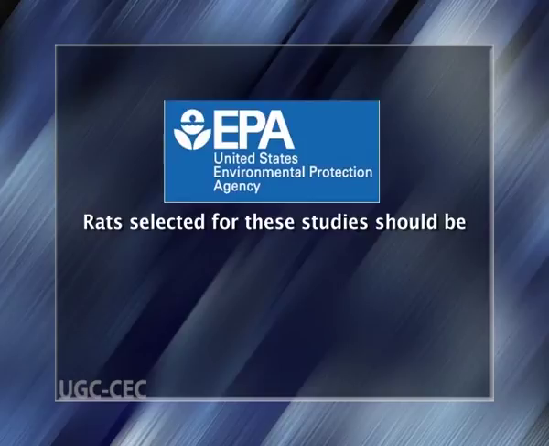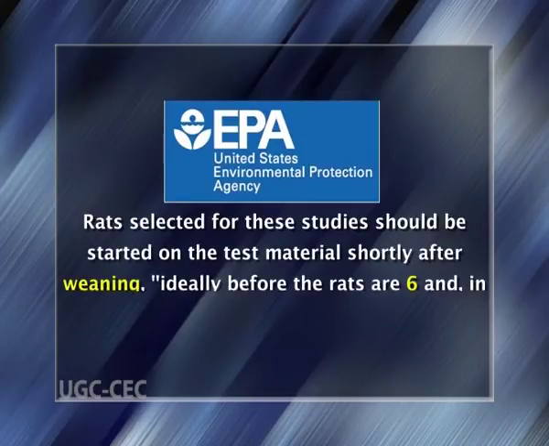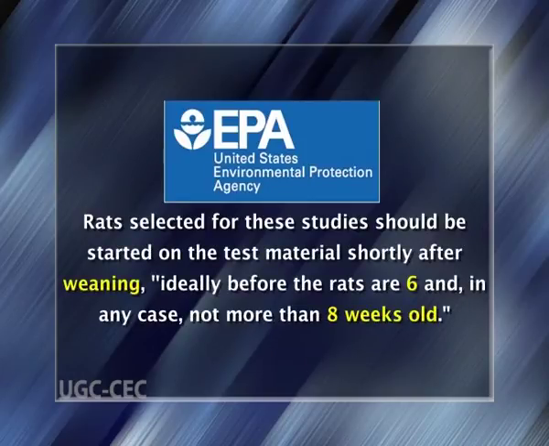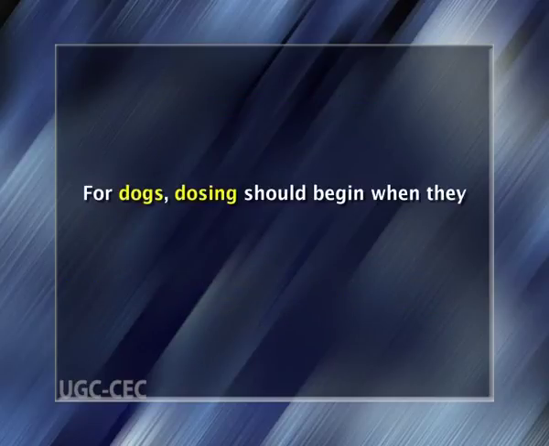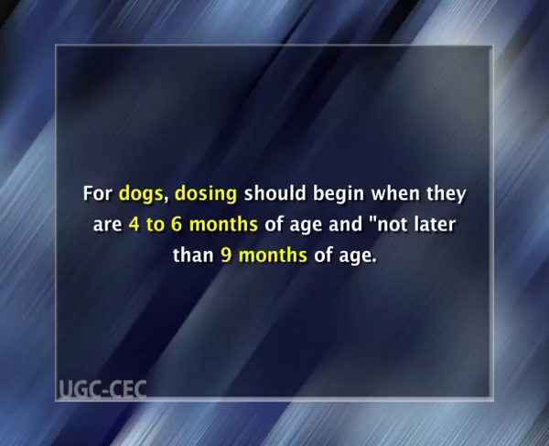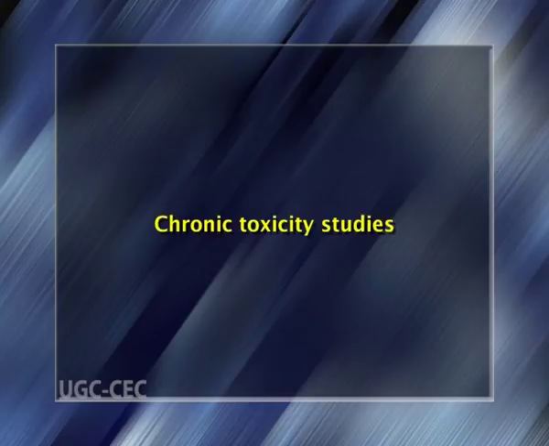According to EPA, rats selected for these studies should be started on the test material shortly after weaning, ideally before the rats are 6 weeks old and in any case not more than 8 weeks old. For dogs, dosing should begin when they are 4 to 6 months of age and not later than 9 months of age. Next is chronic toxicity studies.